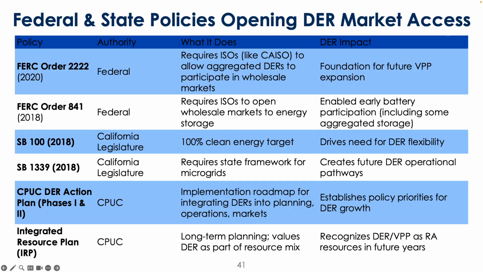So I guess I should probably mention the importance of FERC Order 2222. This was a requirement for system operators to allow DERs in the aggregate to participate in wholesale markets. And that really provides the basis for participation in CAISO and other ISO markets.